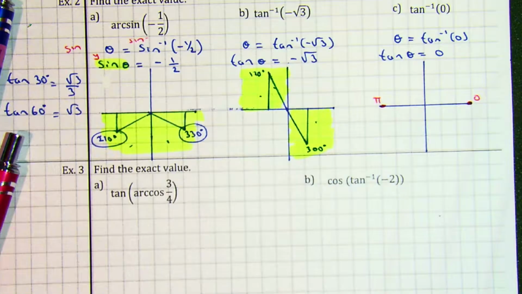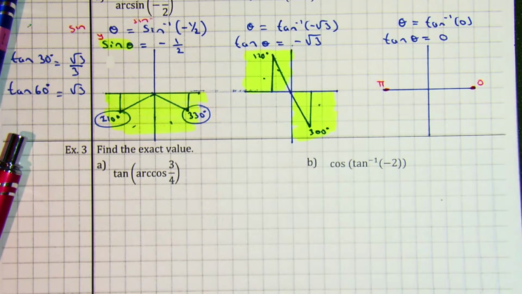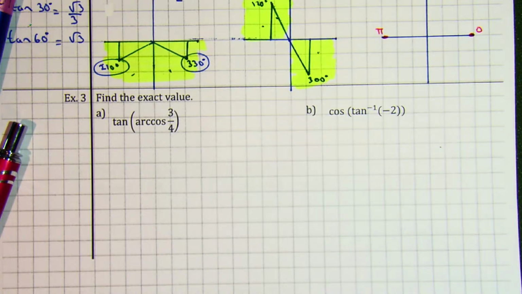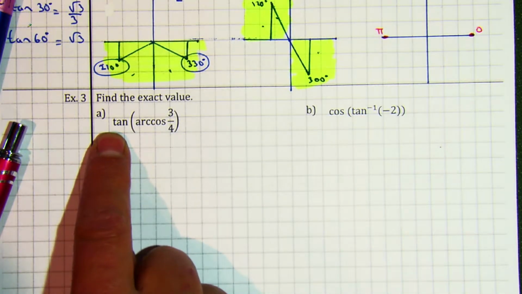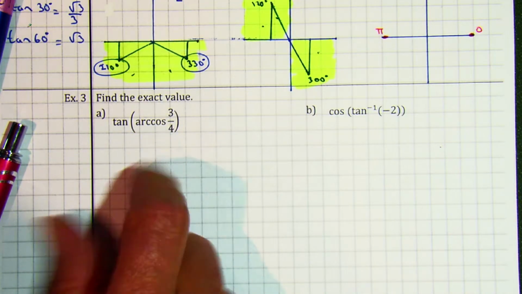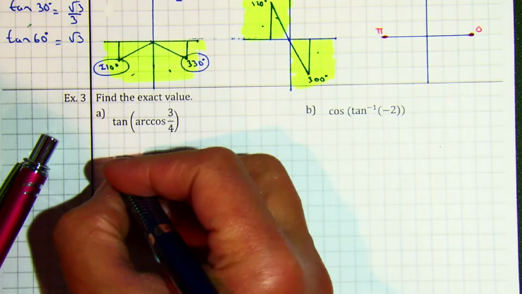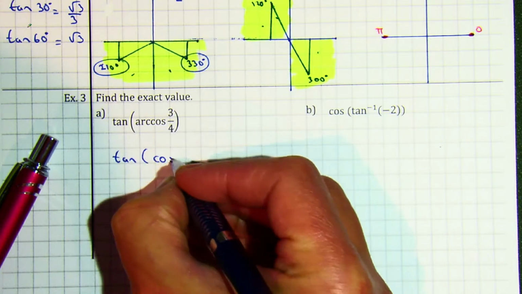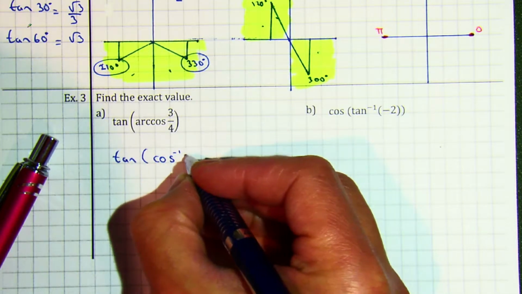Now, example number 3. On example number 3, we need to be able to find the tangent of the arc cosine of 3/4. We can actually take the time to rewrite it. Tangent of cosine inverse of 3/4.